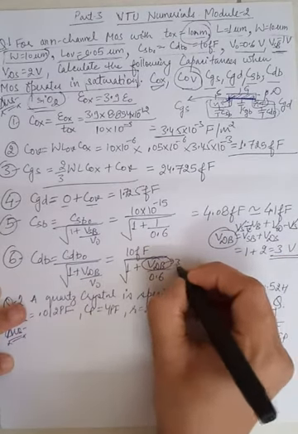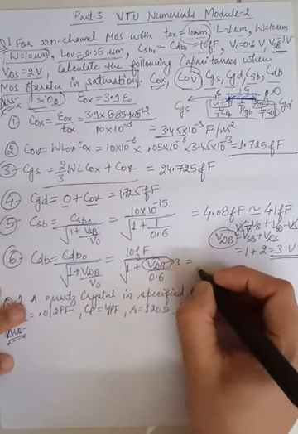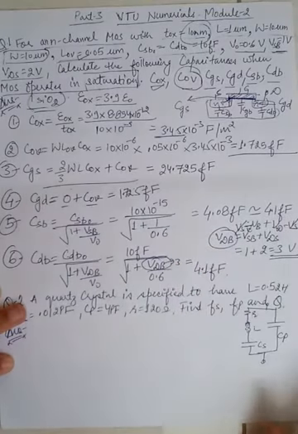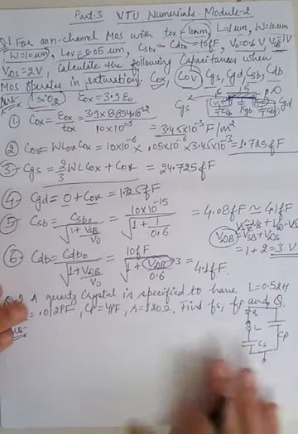In place of this, if I substitute 3 and calculate, it will come to about 4.1 femtofarads. So this way we can solve the problem which was given in the VTU question paper.